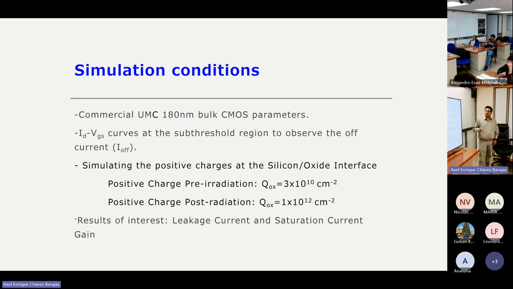To make these comparisons, we are making simulations of the device with the following conditions. We are using a commercial UMC 180 nanometer bulk CMOS parameter set for the simulations. We are obtaining principally drain current versus gate voltage curves at the subthreshold region to observe the off current of the device. And we are simulating two cases of radiation: the pre-radiation positive charge at the interface of silicon oxide that has this value, and the positive charge post-radiation that has this value of charge at the interface of the oxide silicon. The results of interest of these simulations are the leakage current of the devices and the saturation current gain of the devices before and after radiation.